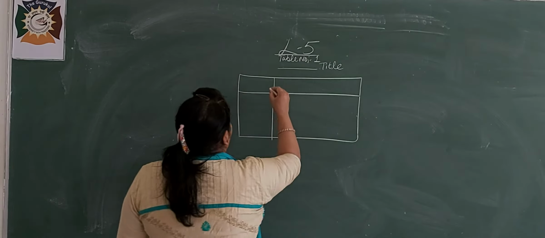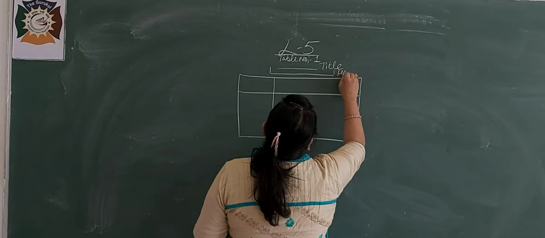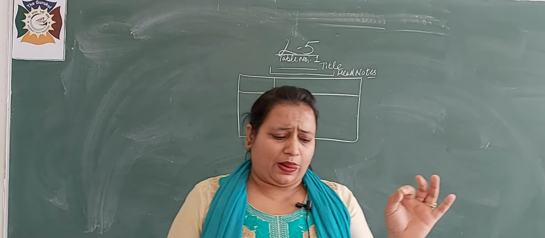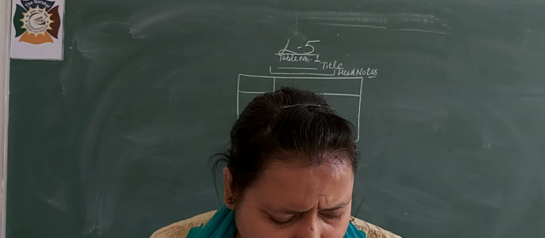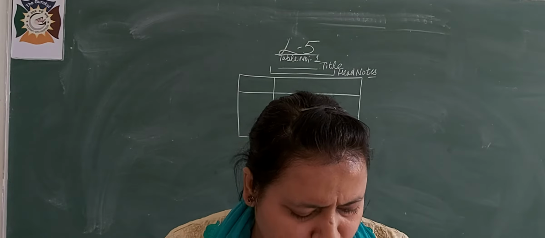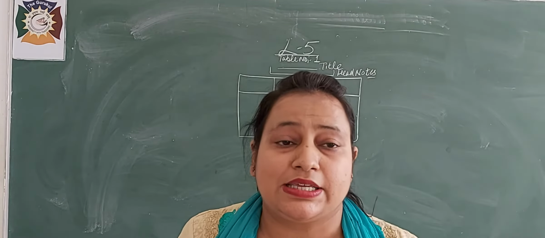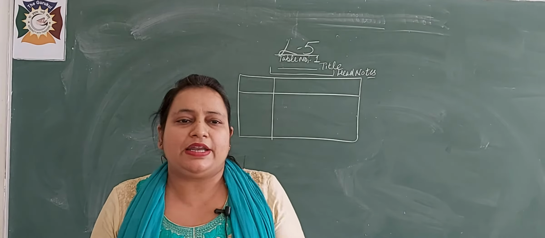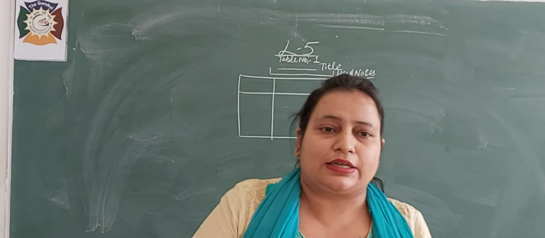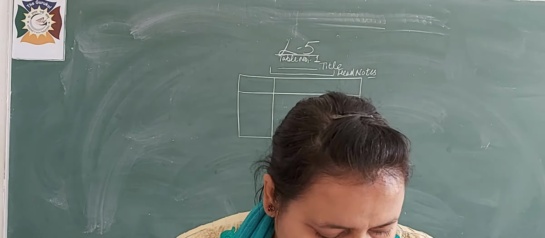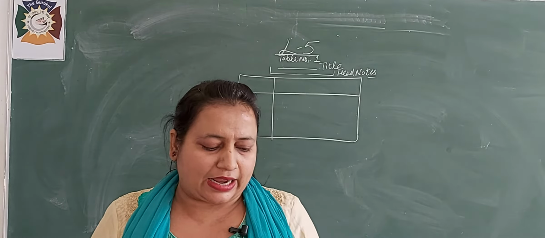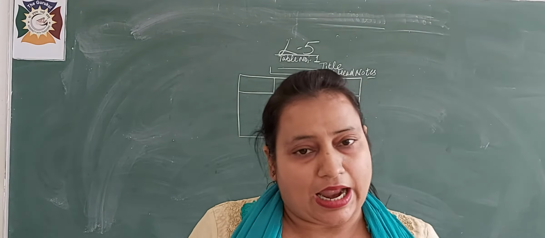Next is the head note. As the name suggests, what is given at the head is known as the head note. If the title of the table doesn't give complete information, it is supplemented with the head note. The head note completes the information in the title of the table. If the title is not giving the complete information, the head note will help to understand it. For example, units like lakh and tons will be given in the head note.